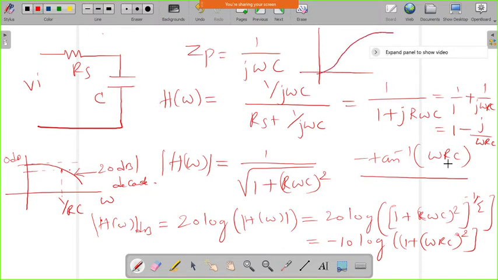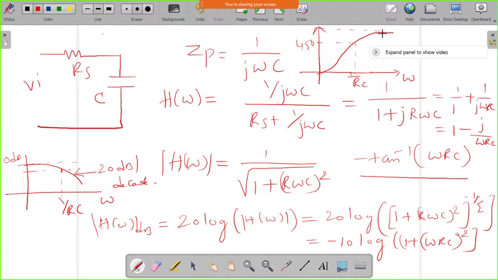Similarly, if I plot the phase response with respect to frequency, wherever you have 1 over RC, that is, whenever omega equals 1 over RC, you will get a 45 degree phase. It is tan inverse of 1: if you substitute omega equal to 1 over RC, RC will cancel each other, tan inverse of 1, and you will get 45 degrees.